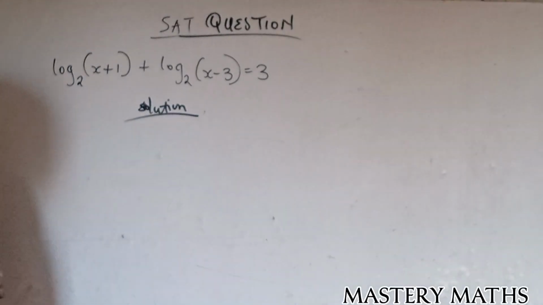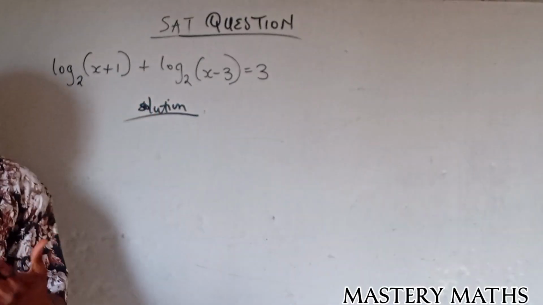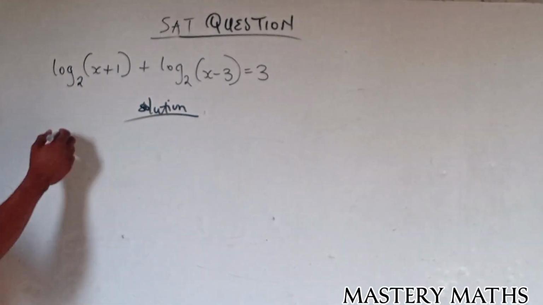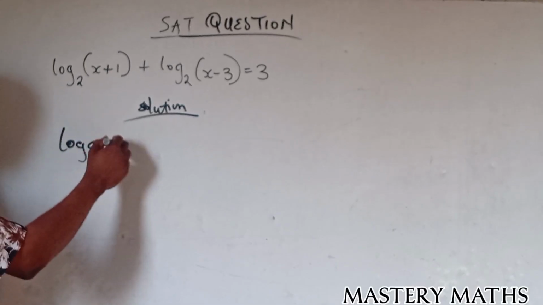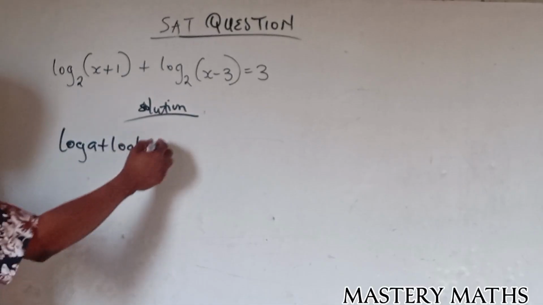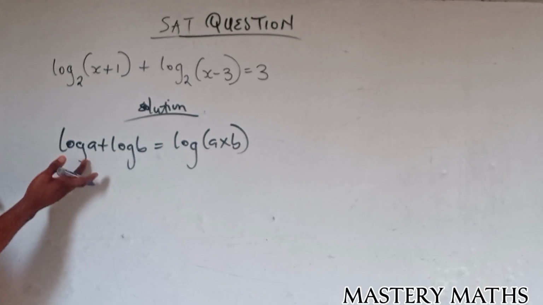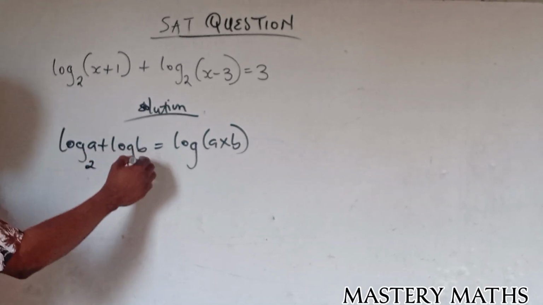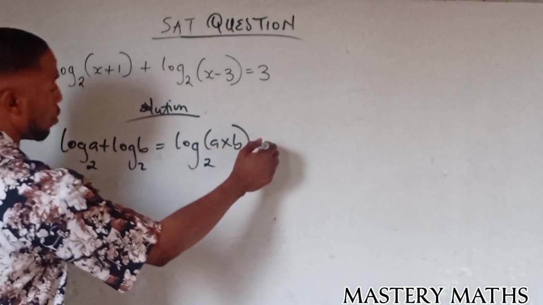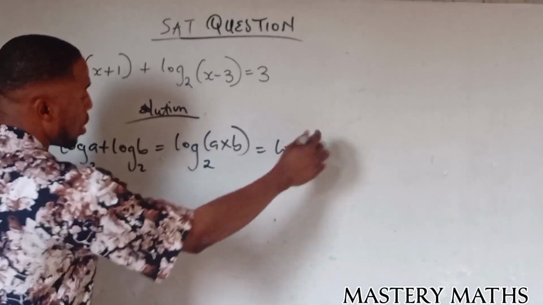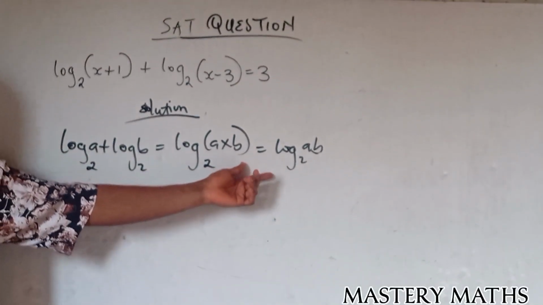Now we're going to obey the law of logarithm, which says when you have an addition, you have to multiply. How? It says log A plus log B is the same thing as log A times B. See it down: log A base 2 plus log B base 2 will give us log A times B base 2, which will give us log AB to base 2. So this is the formula for logarithm.